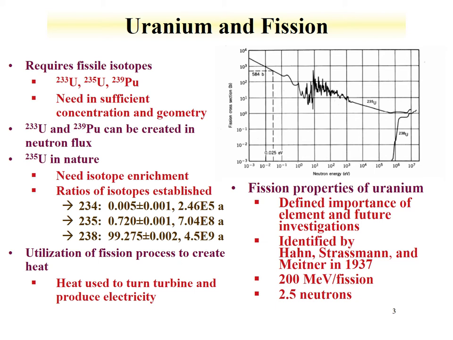In a reactor system, one needs a sufficient concentration and geometry, particularly of these isotopes, to achieve the fission process. And uranium, one of the natural isotopes, is 235, shown here, 0.7%. Uranium-233 can be made by the neutron capture of thorium-232, making thorium-233, which beta decays to protactinium-233, which beta decays to uranium-233. And plutonium-239 is made by the neutron capture of uranium-238, creating uranium-239, which beta decays to neptunium-239, and then to plutonium-239. In this way, these two isotopes, uranium-233 and plutonium-239, can be created in a neutron flux.